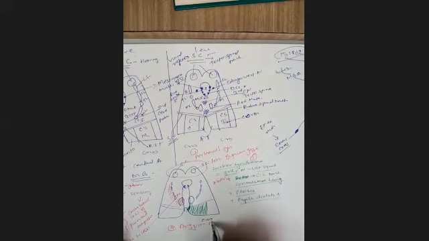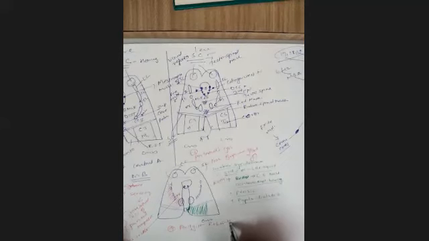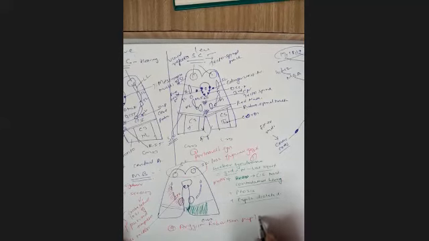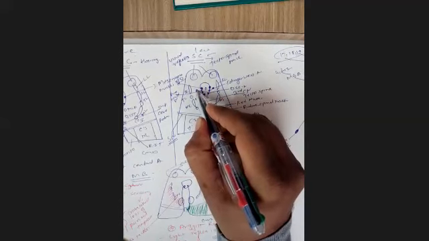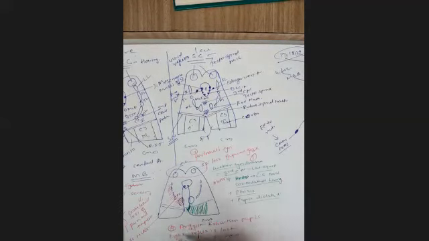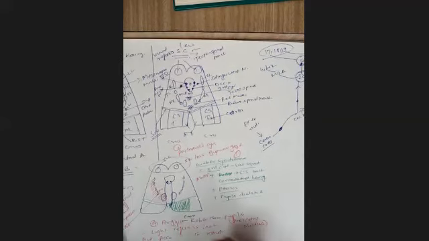Argyll Robertson pupils, where the light reflex is lost, but the accommodation reflex is intact. So what has happened is, I said the pretectal nucleus is here. So this happens when there is a lesion of the pretectal nucleus. So again, I'll repeat.